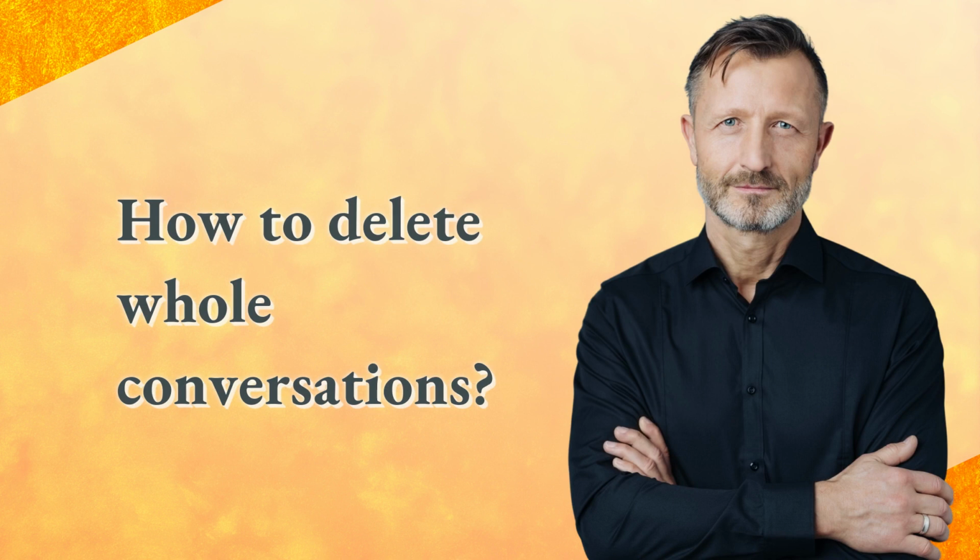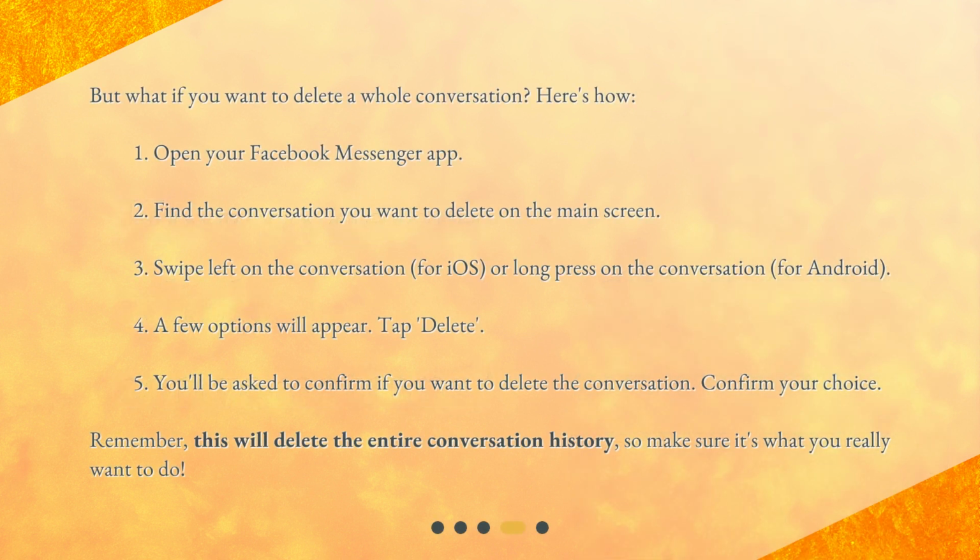How to delete whole conversations? But what if you want to delete a whole conversation? Here's how. 1. Open your Facebook Messenger app. 2. Find the conversation you want to delete on the main screen. 3. Swipe left on the conversation for iOS or long press on the conversation for Android. 4. A few options will appear. Tap Delete. 5. You'll be asked to confirm if you want to delete the conversation. Confirm your choice. Remember, this will delete the entire conversation history, so make sure it's what you really want to do.